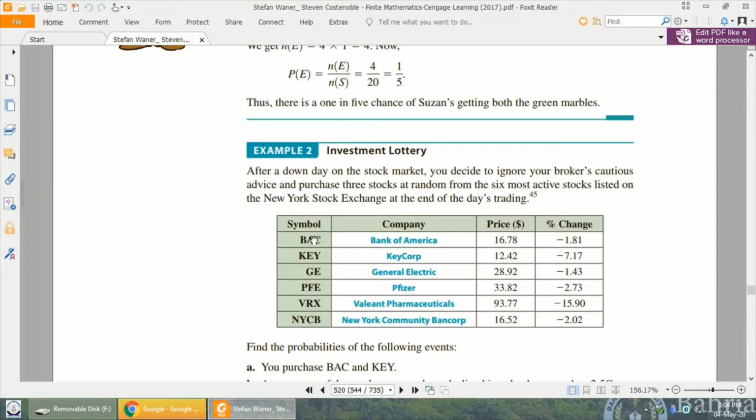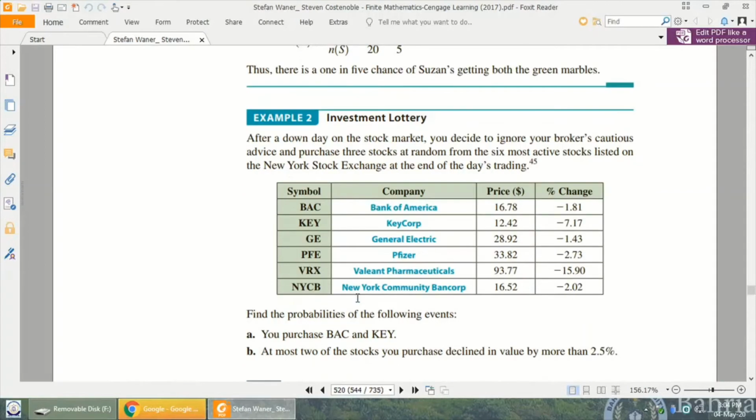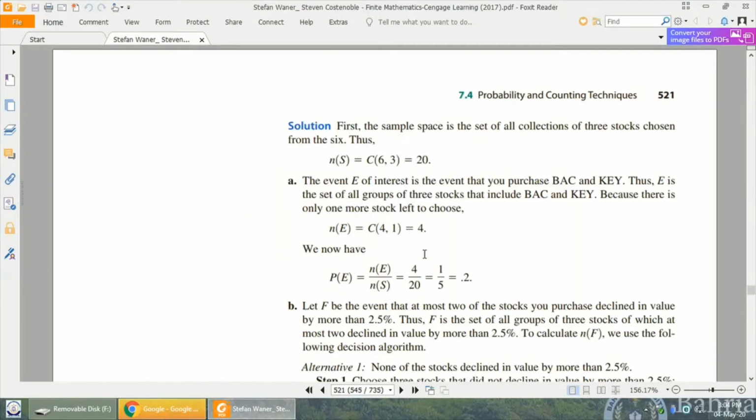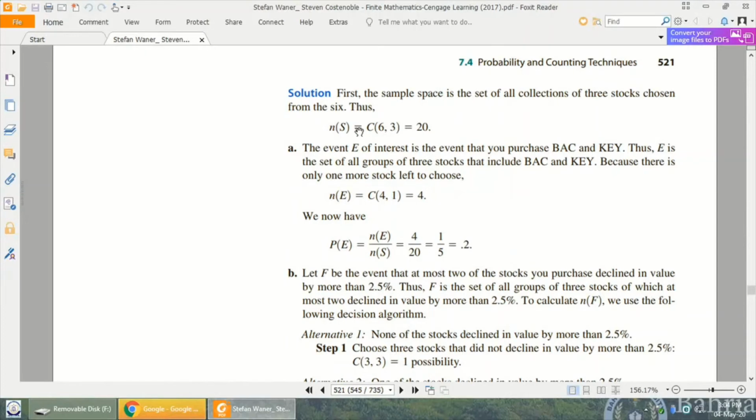So 6 options, combination of 3 drawings, so you have 6C3, and then you can simply have 6 into 5 into 4, divided by 3 into 2. So you have 20 possibilities, because 6 into 5 into 4 by 3 into 2 into 1. So 3 into 2 is cancelled by 6, and 5 into 4 is left. So as you can see, 6C3 would be 20 possible outcomes.